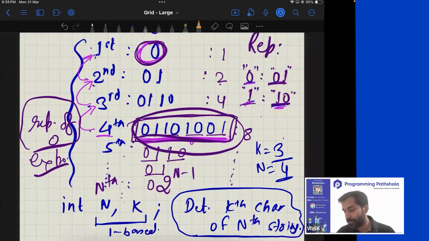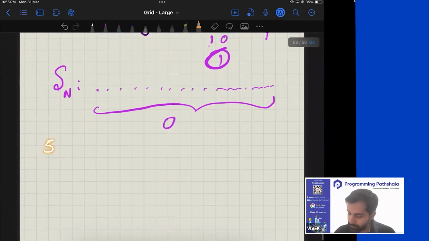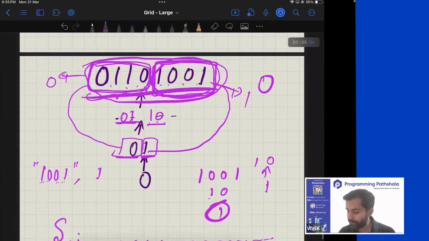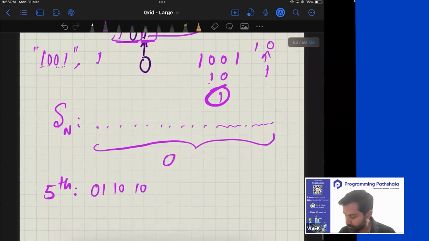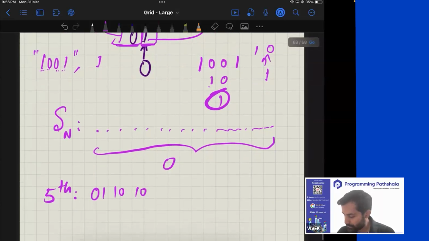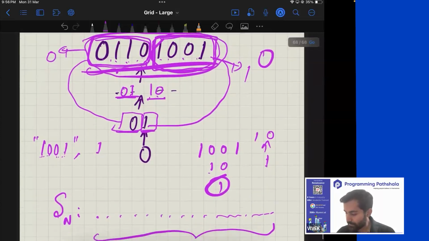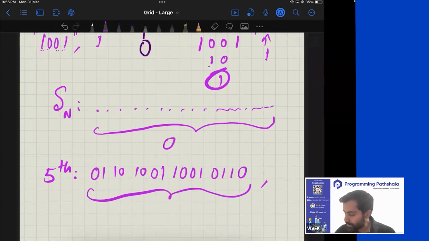Is it making sense? How many of you are understanding this thing? For a moment, let's say you generate your fifth string. Fifth string will generate from here, right? What will it be? It will be 0110 1001 1001 0110, and then if you go on doing it, it will be 1001 0110. That is what it will be. This entire thing is representing 0.